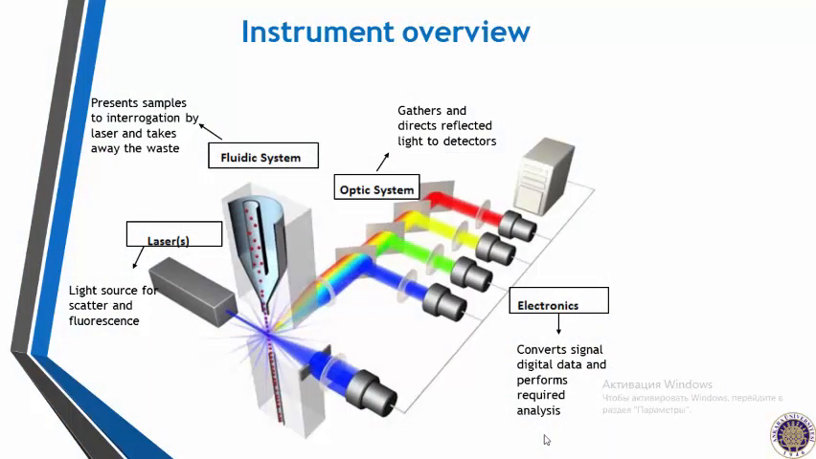This figure shows schematically the primary components involved in flow cytometry. So, first is the fluidic system. The fluidic system presents the samples to interrogation by the laser beam and also takes away the waste. The lasers serve as the source of light for scatter and fluorescence. The optical system gathers and directs reflected light to detectors. Detectors convert the optical signals to voltage pulses, and the electronics convert these voltage pulses to digital data that is subsequently analyzed by flow cytometry software.